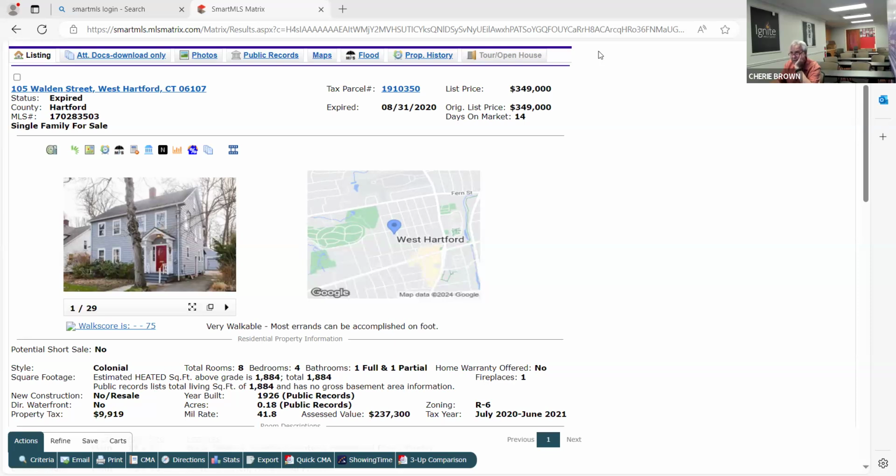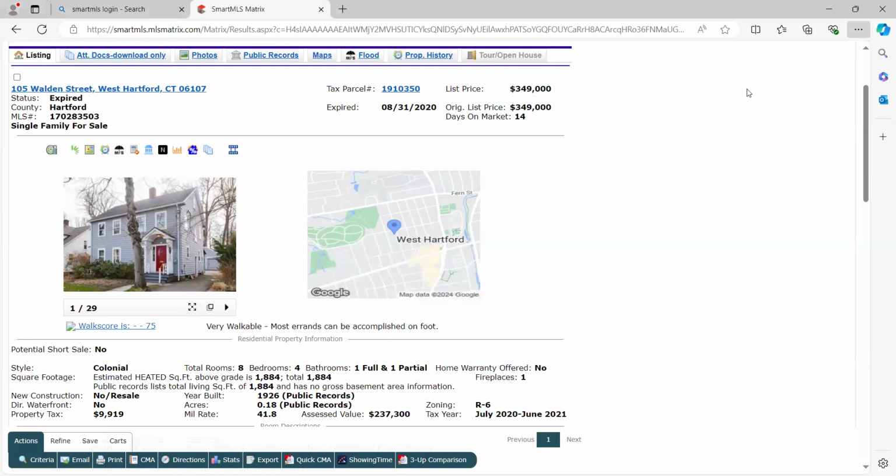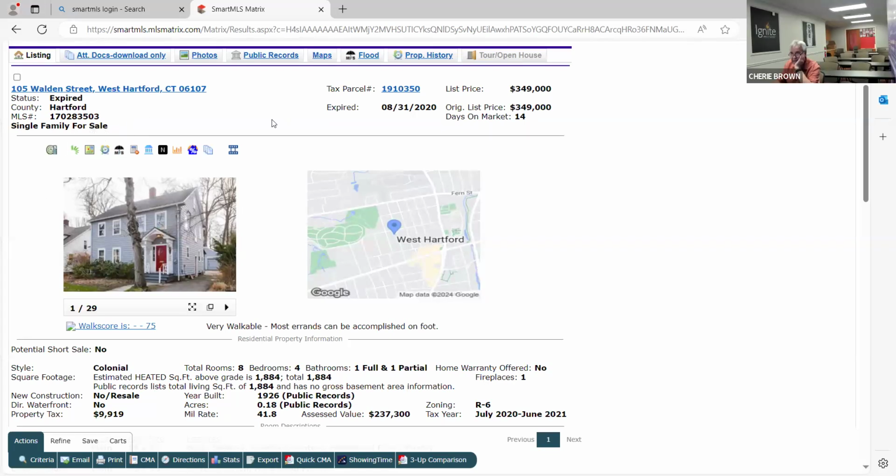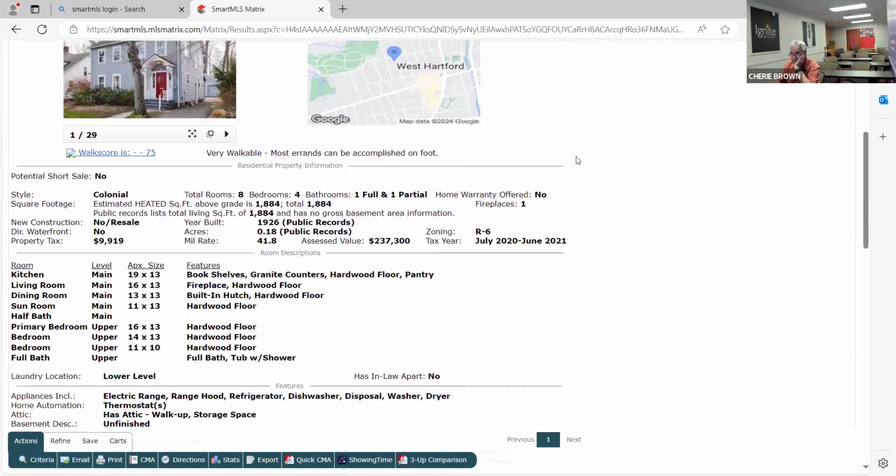Let me back out of this for a moment. So we know where it is located. And we can look here because all the statistics are right here on the MLS. It's an 8-room, 4-bedroom, 1 full, 1 partial bathroom, 1,884 square feet, built in 1926. Typical kind of a small West Hartford lot, 0.18 acres.